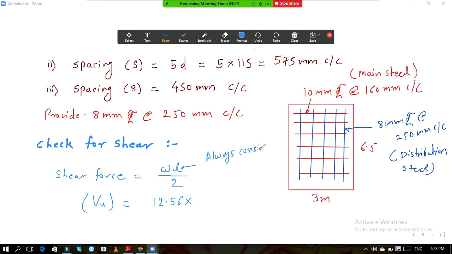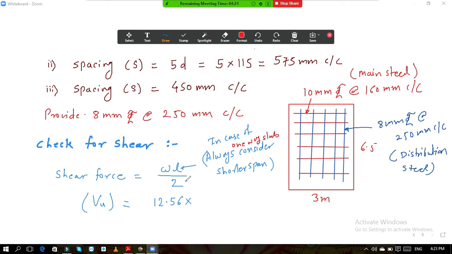always consider the shorter span for the calculation. Always consider the shorter span. In case of one way slab, remember this: in case of one way slab, always consider the shorter span.